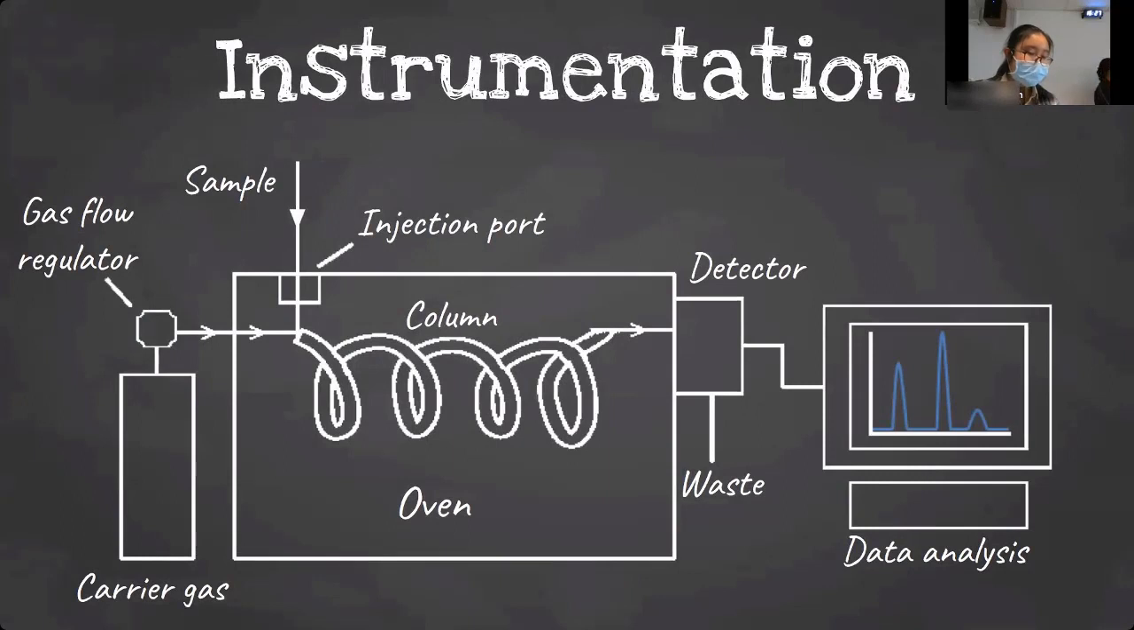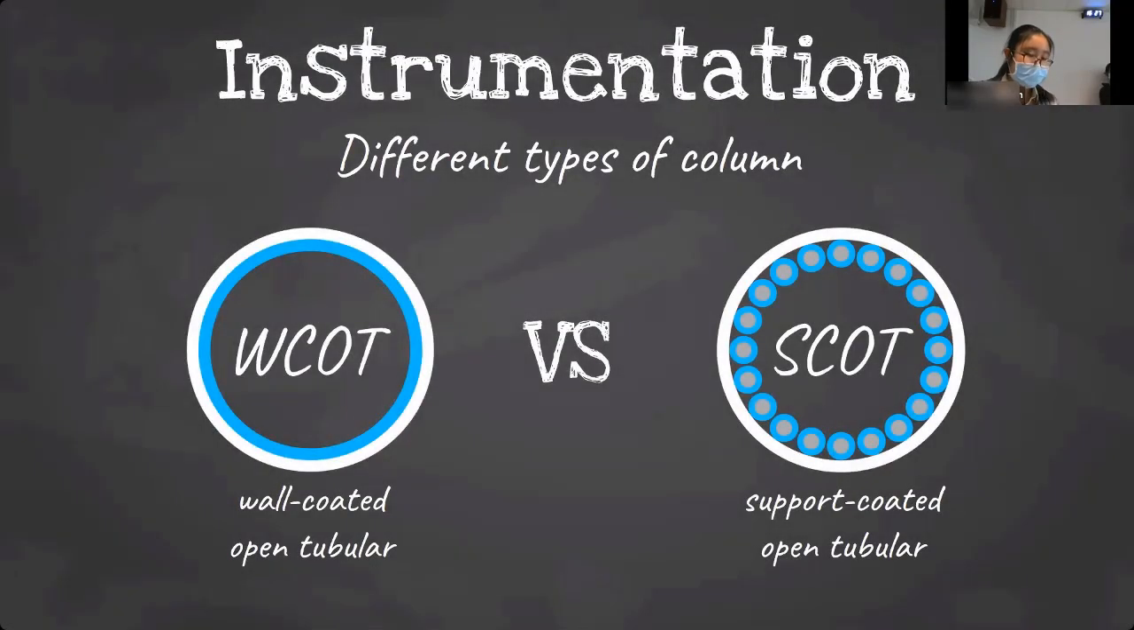Now let's look at the instrumentation for GC. This is the structure of a typical gas chromatography machine. It consists of 3 main parts: the sample injection port, the column, and the detector. When the sample is injected, it is first vaporized and mixed with high-pressure carrier gas. Then the gaseous mixture is pressed through a liquid column. So there are 2 types of commonly used columns: the wall-coated open tubular, WCOT, and the support-coated open tubular, SCOT.